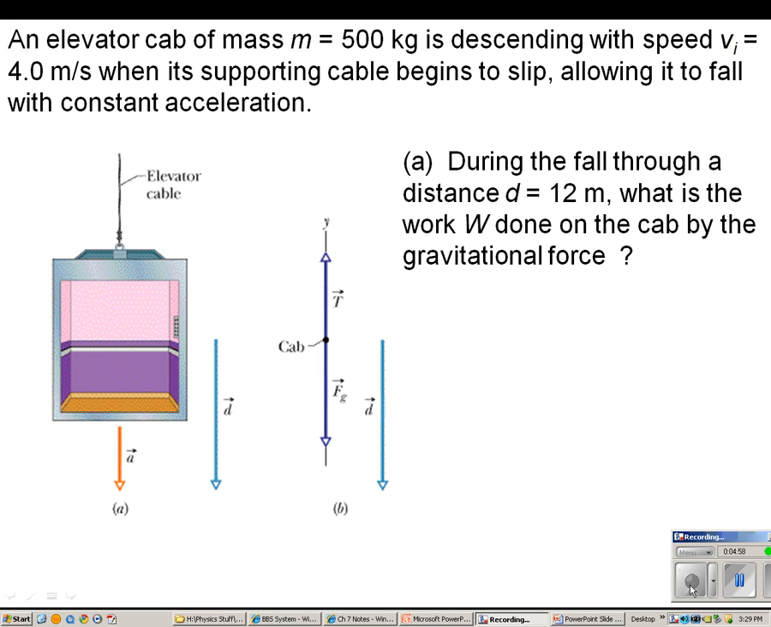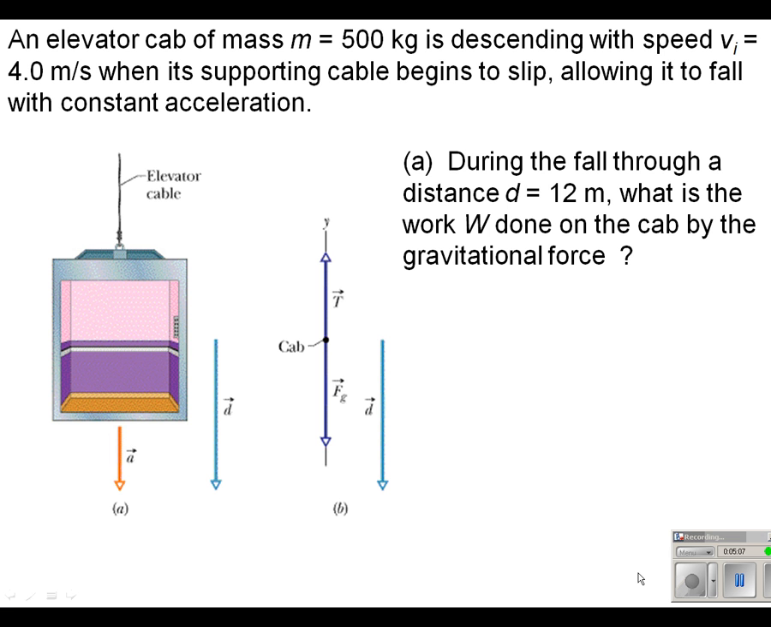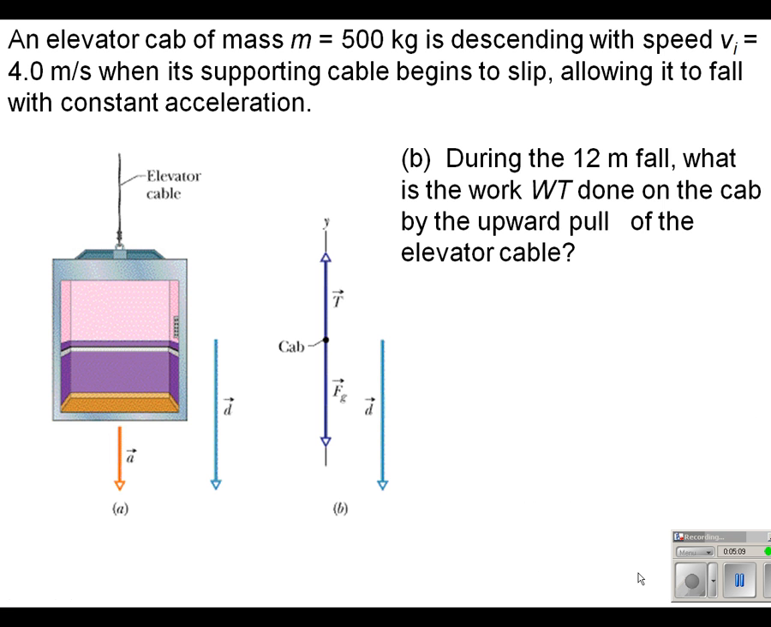So here we have a question asking, during the fall, through a distance of 12 meters, what is the work done on the cab by the gravitational force? We know it's going to be positive. We know we're going to look at work equals force times distance.